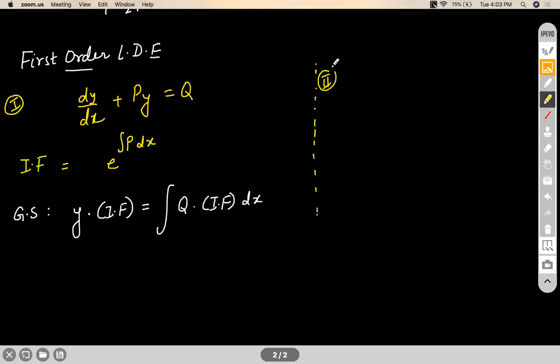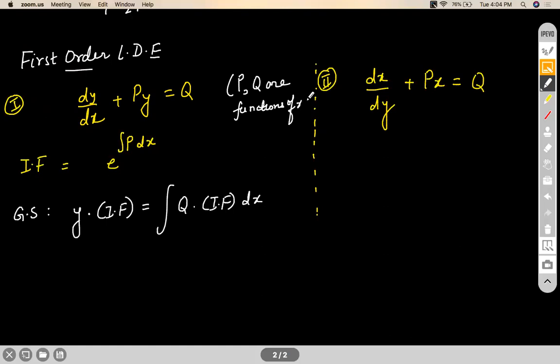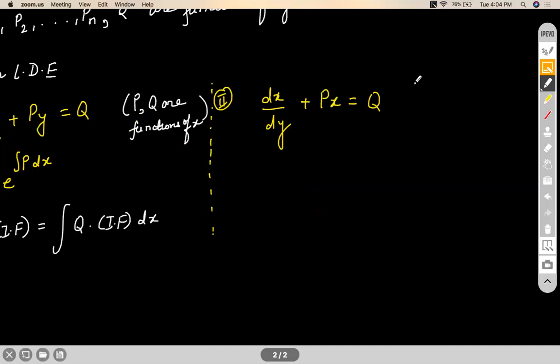And the second type was where we had a linear differential equation with x as the dependent variable and y as the independent variable. Here you had something like this. Let me also mention that in the first type P and Q are functions of x, they can be constants, and here P and Q are functions of y. Basically, it follows the above structure, but now the order has been reduced to 1.